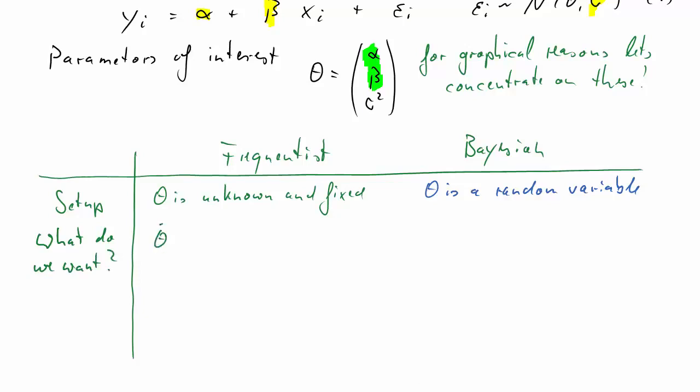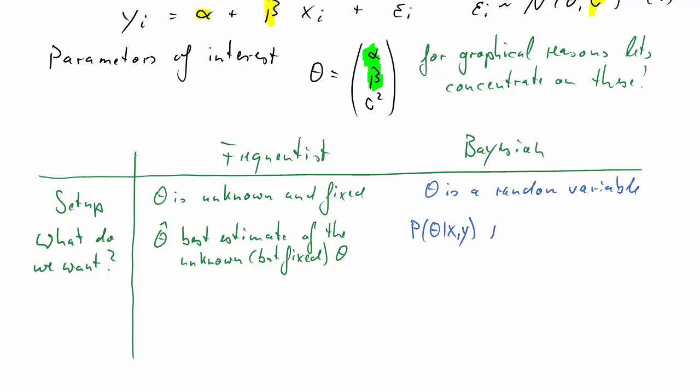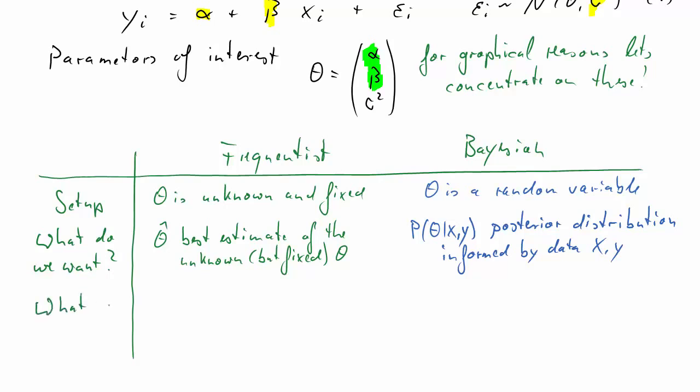Now, what do we want? A frequentist basically wants one estimate of theta, theta hat, something he or she would call the best estimate, however best is defined, the best estimate of the unknown but fixed theta. We are after one value, and that makes sense because we think there is really one true value. A Bayesian, however, is after a distribution. We'll call it a posterior distribution, a distribution for theta conditional on information contained in the data x and y. So x and y, this is our data. We want a distribution of theta.